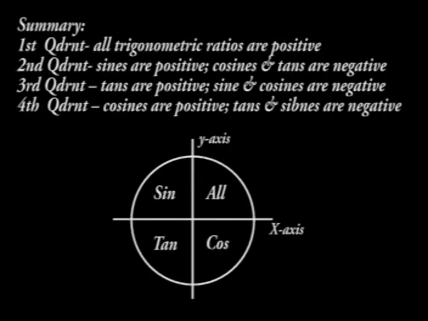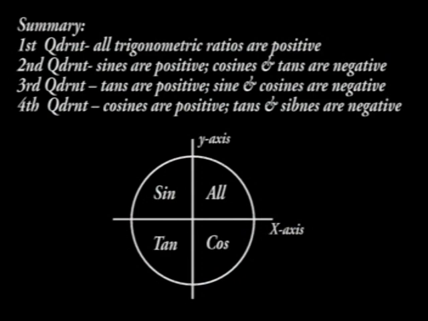In short, in the first quadrant, all trigonometric ratios are positive. In the second quadrant, sines are positive while cosines and tangents are negative. In the third quadrant, tangents are positive, while cosines and sines are negative. In the fourth quadrant, cosines are positive, while sines and tangents are negative. This is illustrated by the unit circle below.